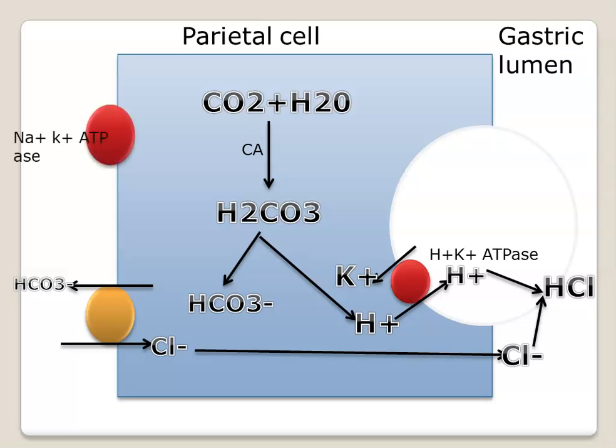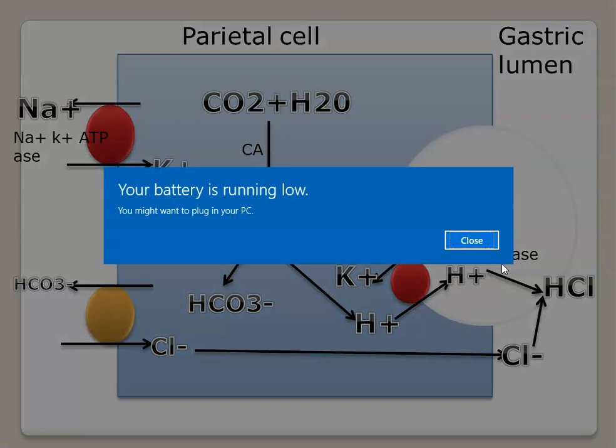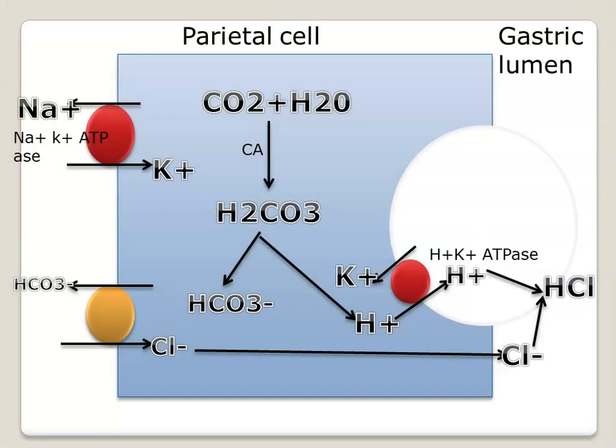This is the sodium-potassium pump, which is present over the basolateral membrane of the parietal cell. In exchange of sodium, potassium enters into the parietal cell. This potassium will directly enter the gastric lumen. So, this potassium again helps in the transport of hydrogen ions for the production of hydrochloric acid.